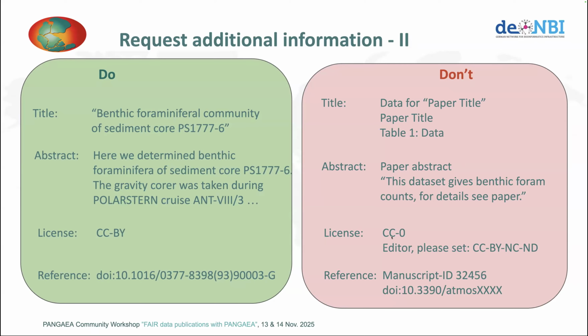For the license, you can choose 3 different licenses, but if you choose CC 0, we will ask you if you are really sure about it. The best way will be CC BY. And if you are giving references, you should give the full DOI or the full citation of the reference. What is not helpful for us is the manuscript ID or a DOI which is a placeholder, as you can see here.